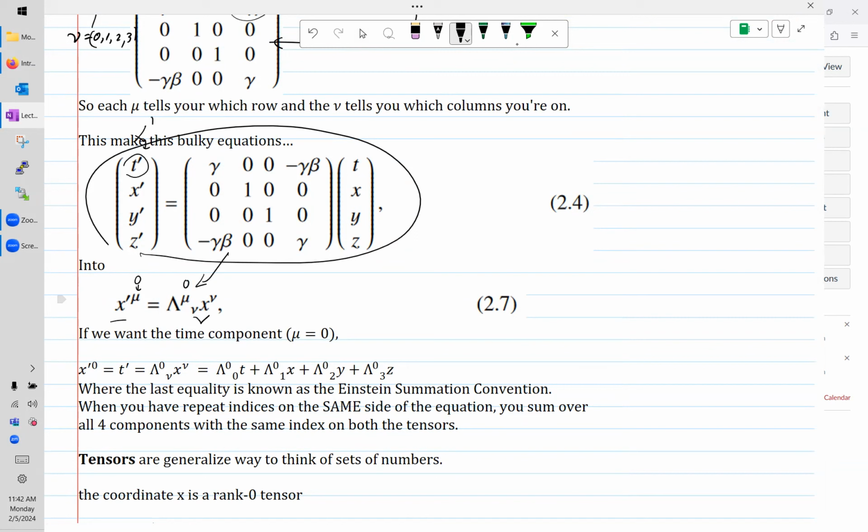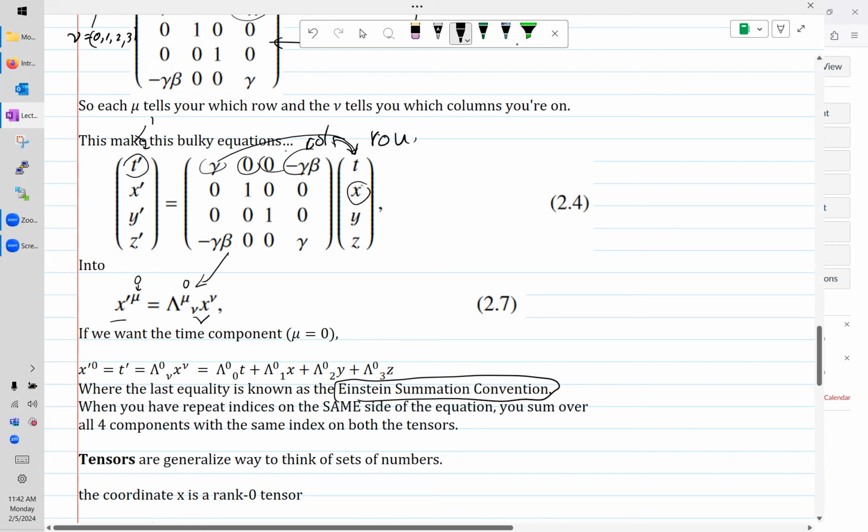And the problem is that now you have a new index, that is the same for the x and the lambda. How do you deal with that? You do this thing called the Einstein summation convention. You take each of the columns and you multiply it by the same row index. So the column here, you multiply by the same row here.